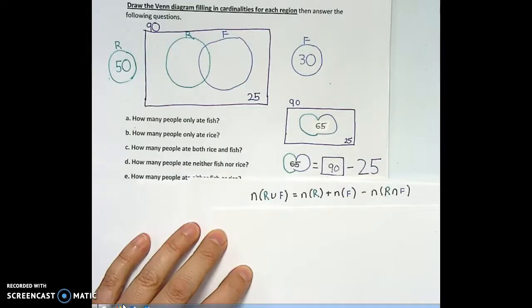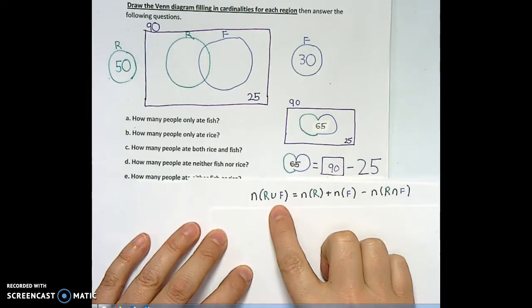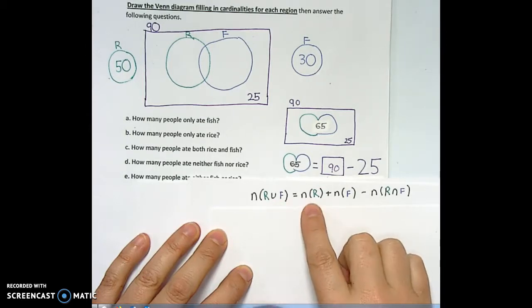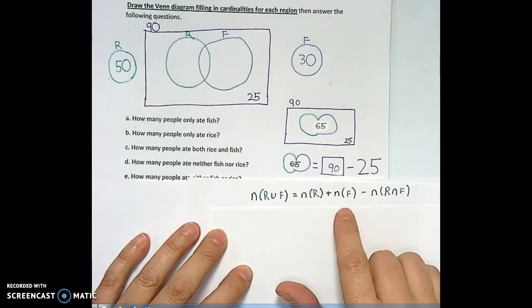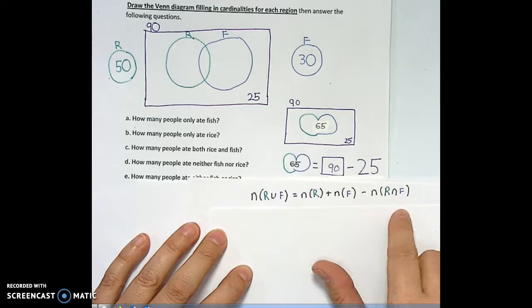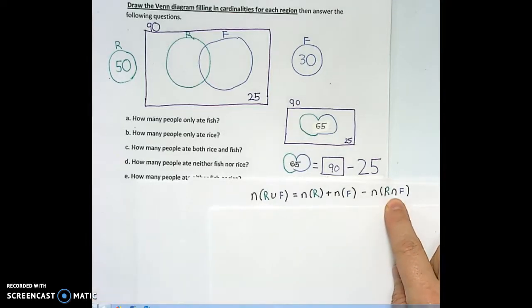All right, here's that inclusion-exclusion formula. The number of elements in rice union fish equals the number of elements in rice plus the number of elements in fish, whatever they are, fish from Finland. Okay, minus the number of elements in what's this one called? Intersection? Yeah, the rice intersect fish.